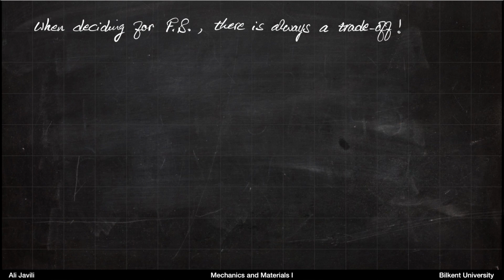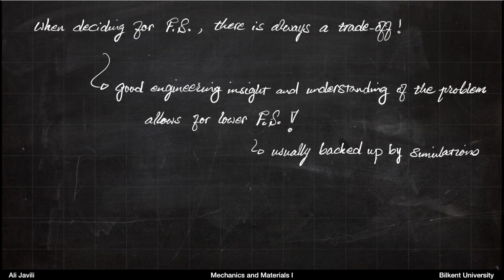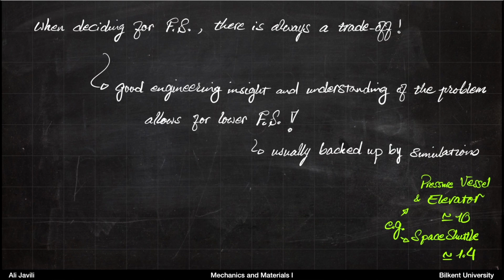So based on what I just said, you can imagine that when you decide on a factor of safety, there is always a trade-off that you need to take into account. And for that, good engineering insight and understanding of the problem could allow for a lower factor of safety. So basically, you can have a more economical design if you have a better understanding. And nowadays, we usually use computational simulations to support our understanding too.